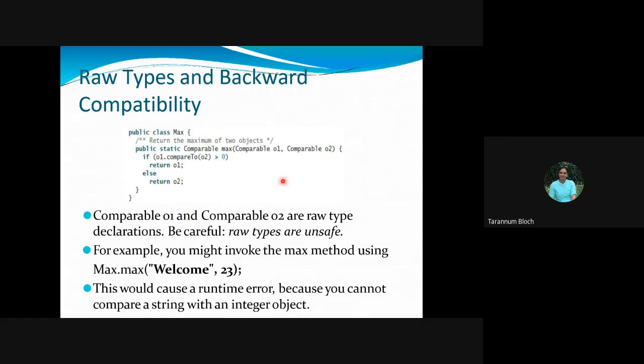Now, you see here, the declarations of object1 and object2 are raw type because we have not specified whether it's integer or string. So be careful. What we are saying is raw types are unsafe, where you are not specifying the concrete type. What is object1 and what is object2? Are both integers or both strings? We are not specifying. In that case, somebody can call max with two different types, a string and an integer.